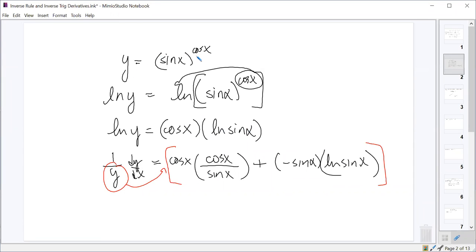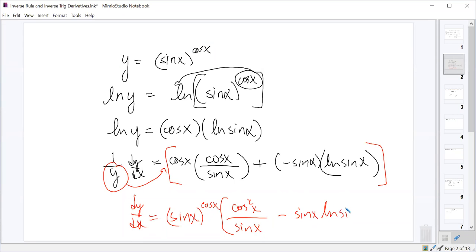And since y is sine x to the cosine x, we end up with dy dx as y, or sine x to the cosine x, and then times, that becomes cosine squared over sine minus sine x natural log sine x. Does that make sense and help? Yeah, thank you.